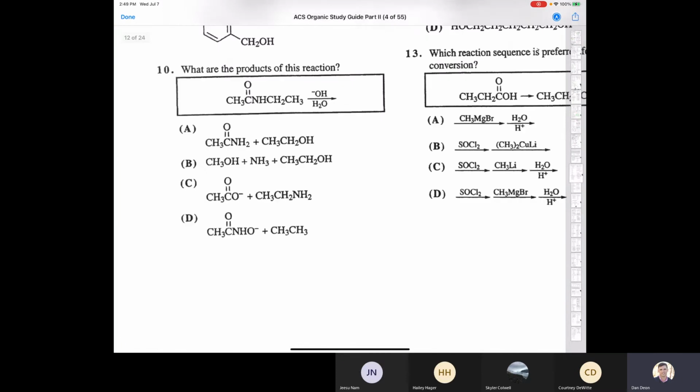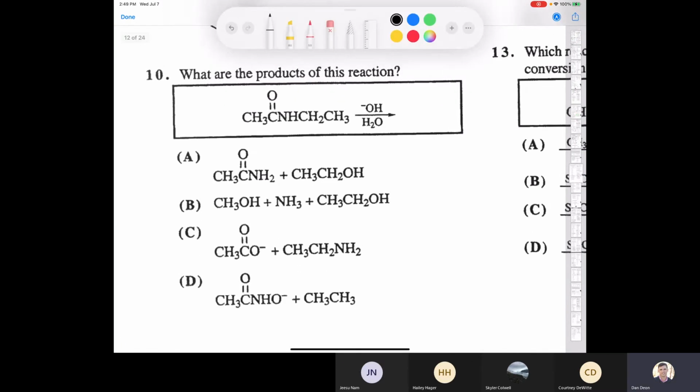Question number 10. What are the products of this reaction here? So this is just the hydrolysis of an amide using hydroxide. Again, not a great reaction, but it will work. And what would you end up with in this case? Well, let's think about it. You're in a strong base, right? And which bond is going to be susceptible to nucleophilic attack? If I draw the bond line structure out like this, the nucleophile is going to attack here during your nucleophilic acyl substitution.